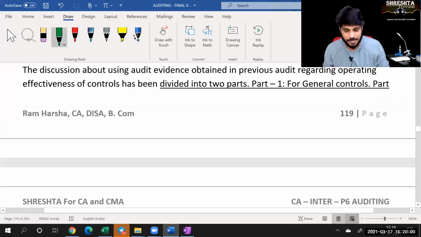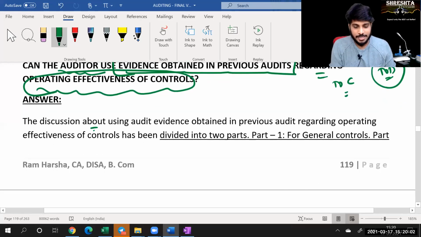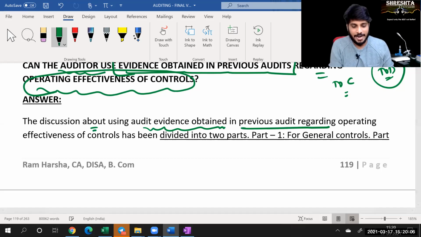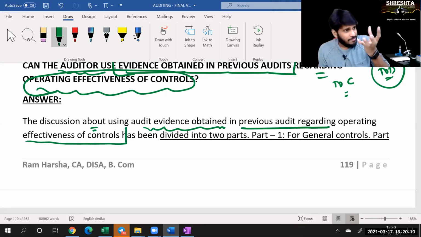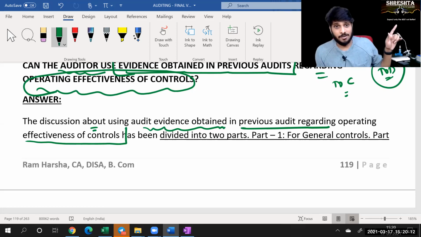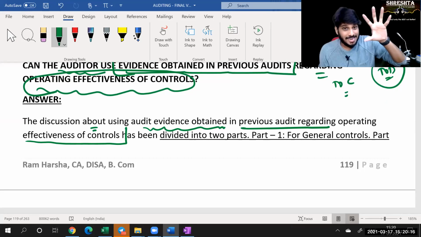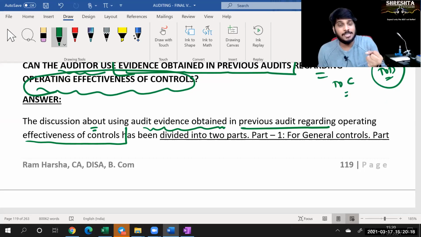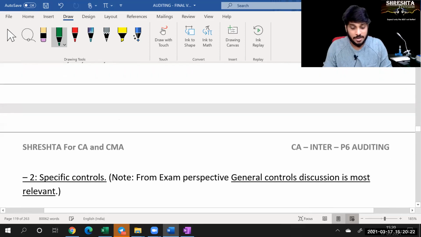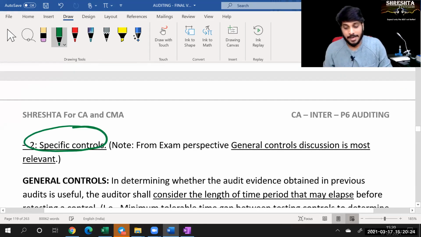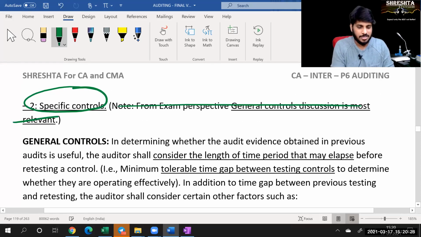So what we are saying here is the discussion about using audit evidence obtained in previous audits regarding operating effectiveness of controls, whether controls are operating effectively or not. That concept I can divide into two parts: for general control, can I use last year's evidence? For specific control, can I use last year's evidence?